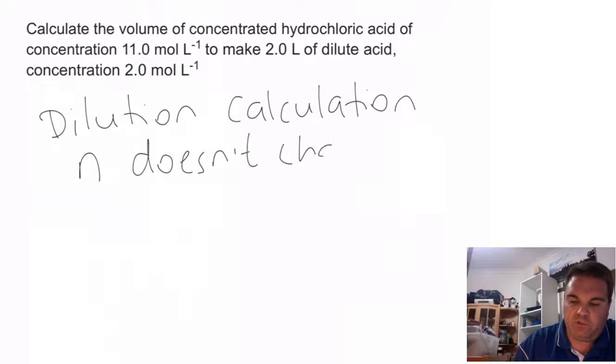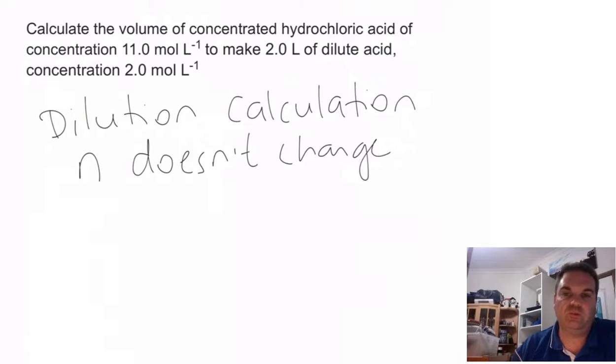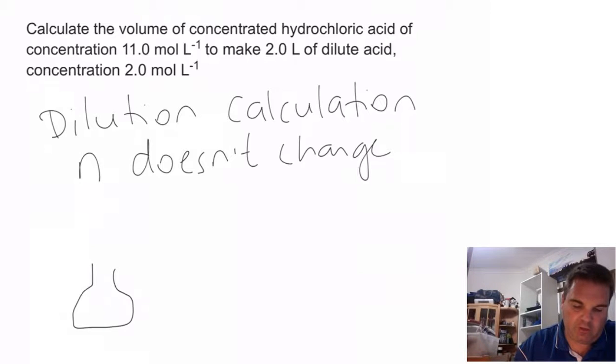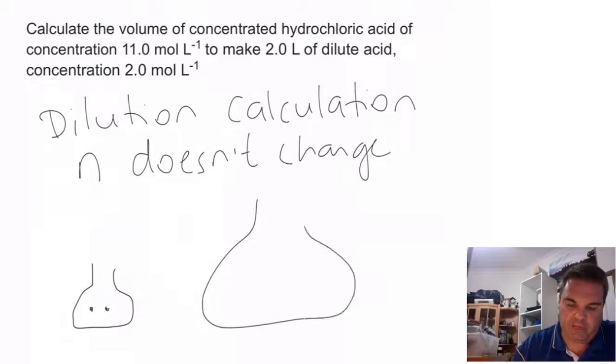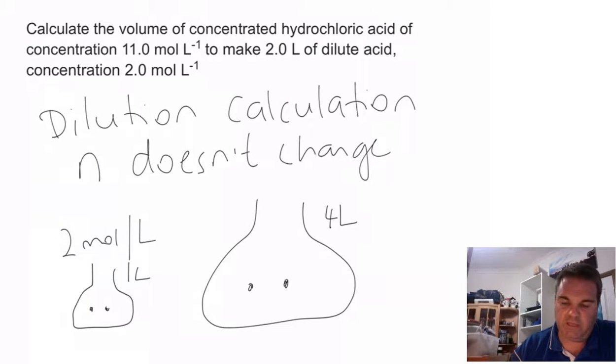Because what you're doing is just taking the number of moles that you've got within a flask. Let's say here we've got this small flask, and let's say for example this has 2 moles in it. All we're going to be doing is putting that into a much bigger flask, which still has 2 moles in it. Now the concentration is going to change, because if this is a 1 litre flask, this is going to be 2 moles per litre, and if we put this into a 4 litre flask, this is going to be 2 moles per 4 litres, or 0.5 moles per litre.